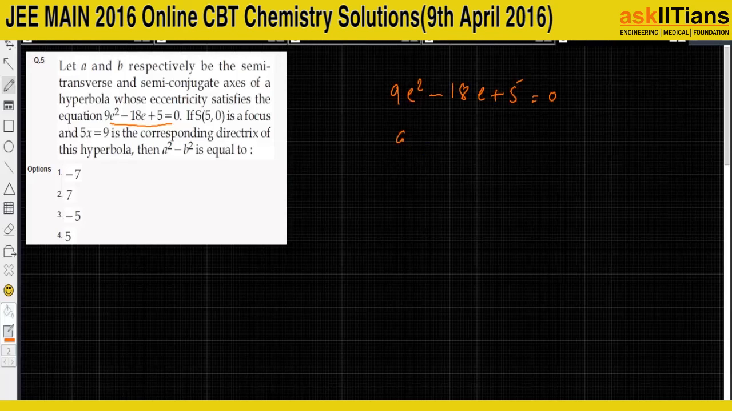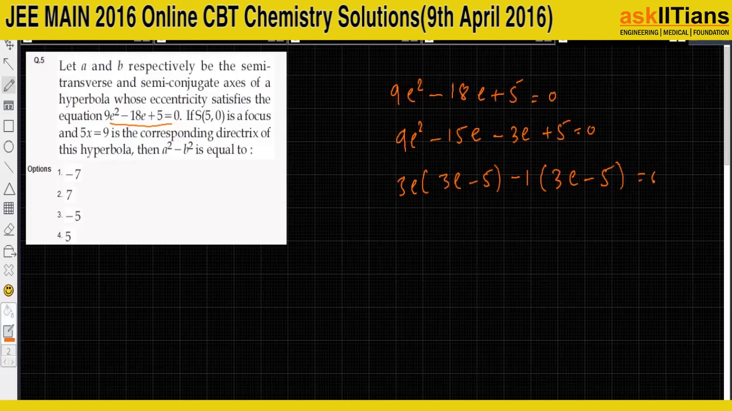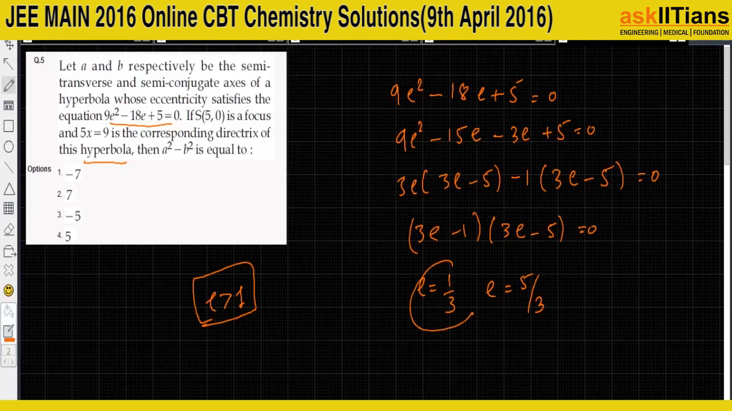Okay, so we can normally factorize this and find out the value of e. So 3e squared minus 15e minus 3e plus 5 equals 0. So from here 3e common, so I'll get 3e(3e minus 5) minus 1(3e minus 5) equals 0. So I'll get (3e minus 1)(3e minus 5) equals 0. So I'll get e equals 1 by 3 and e equals 5 by 3. But this is a hyperbola, right? We are talking about a hyperbolic curve, and for hyperbolas we know that eccentricity is greater than 1. So this is not accepted. Eccentricity will be 5 by 3. So e is 5 by 3.